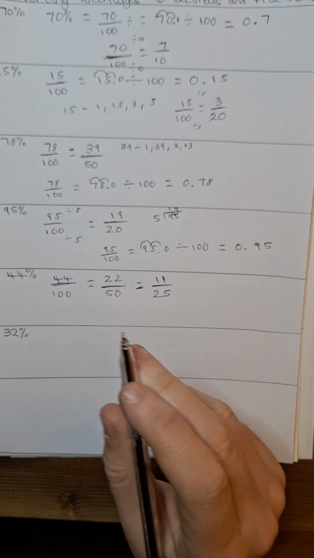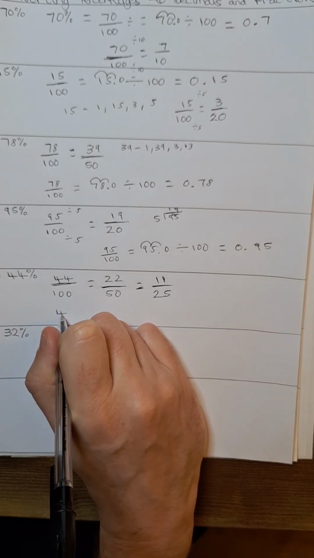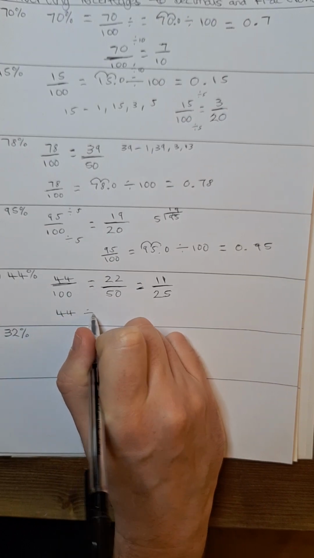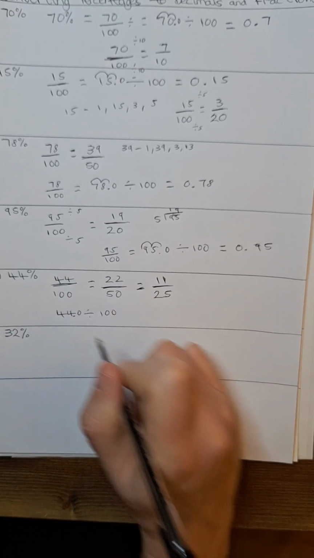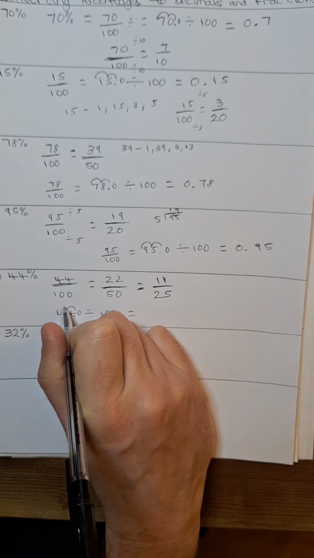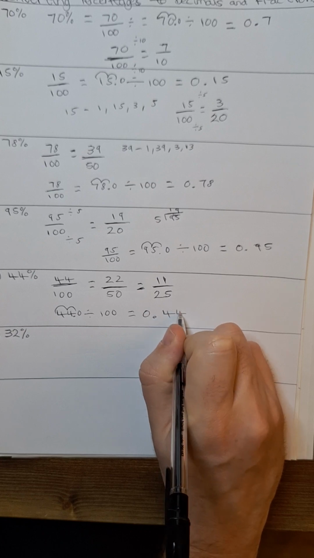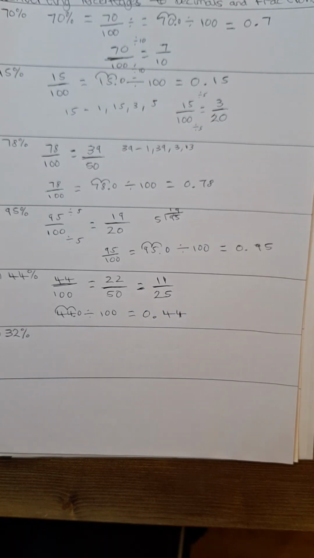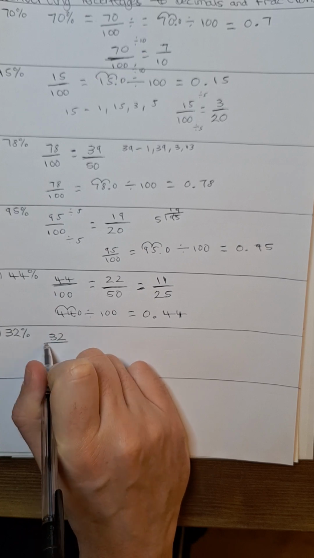Now to convert 44 over 100 to a decimal, we can simply do 44.0 divided by 100. Move our decimal point 2 places left, and we have 0.44. And last question, we have 32%, which again is 32 over 100.